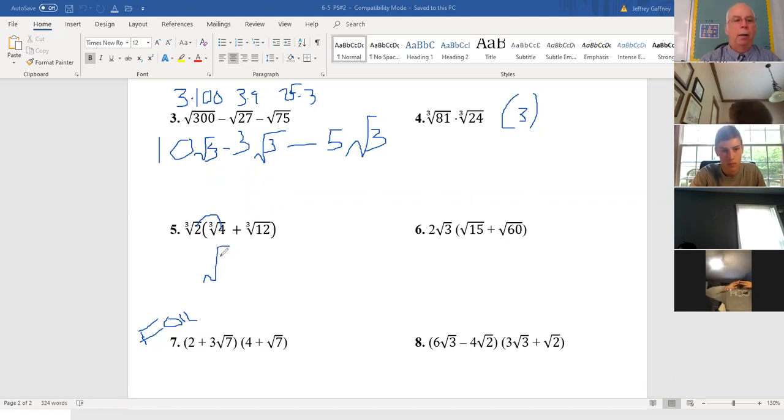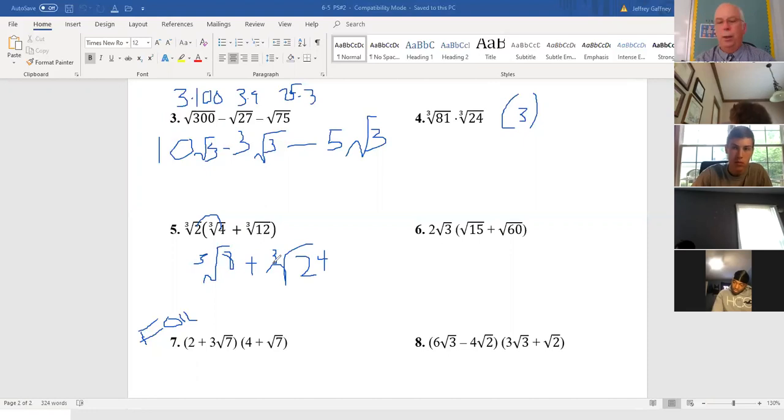It is 8. Now we're doing cube roots, so I don't want to forget that. And then we've got 2 times 12, and that's 24, and we're still doing cube roots. So let's simplify things. Can I do anything with that cube root of 8? Oh, certainly. The cube root of 8 is 2, because 2 times 2 times 2 is 8. So I just took care of this one.